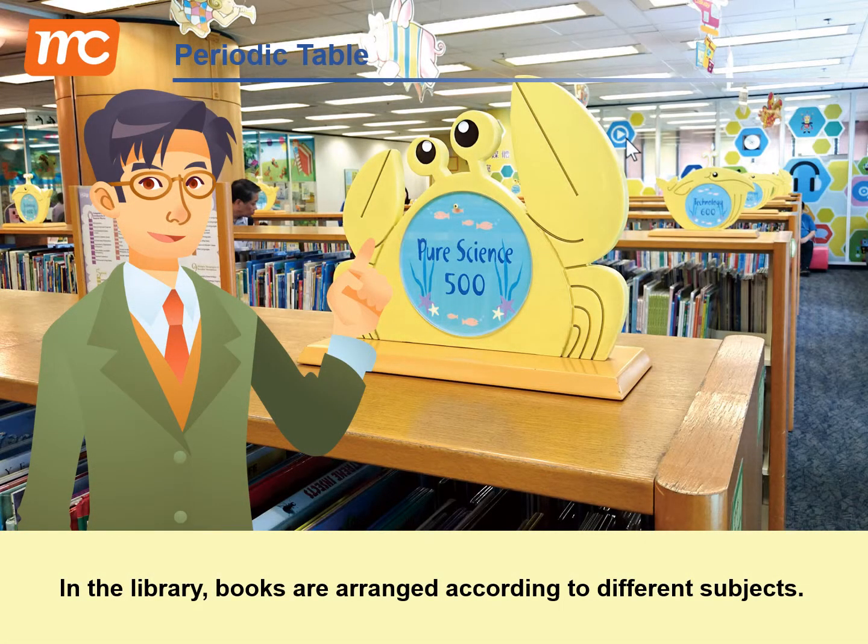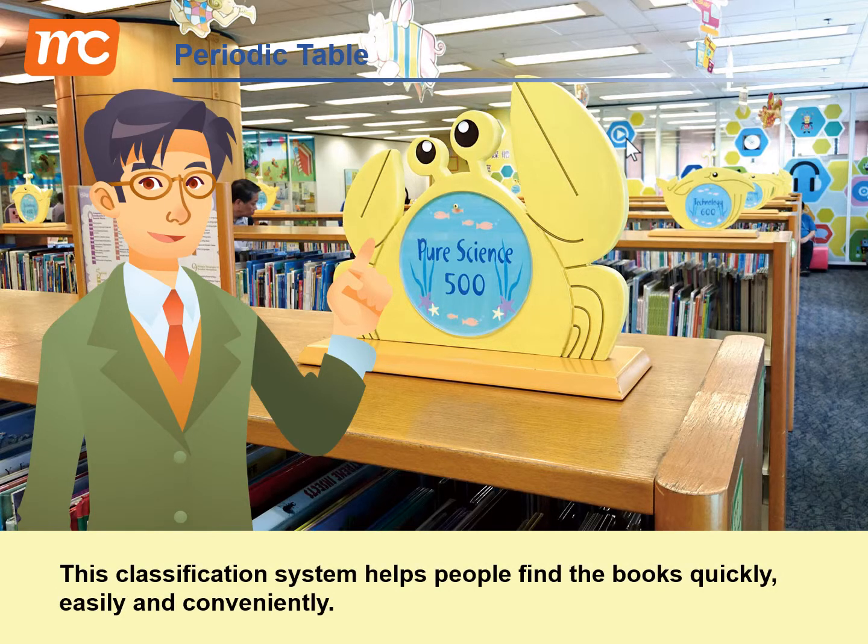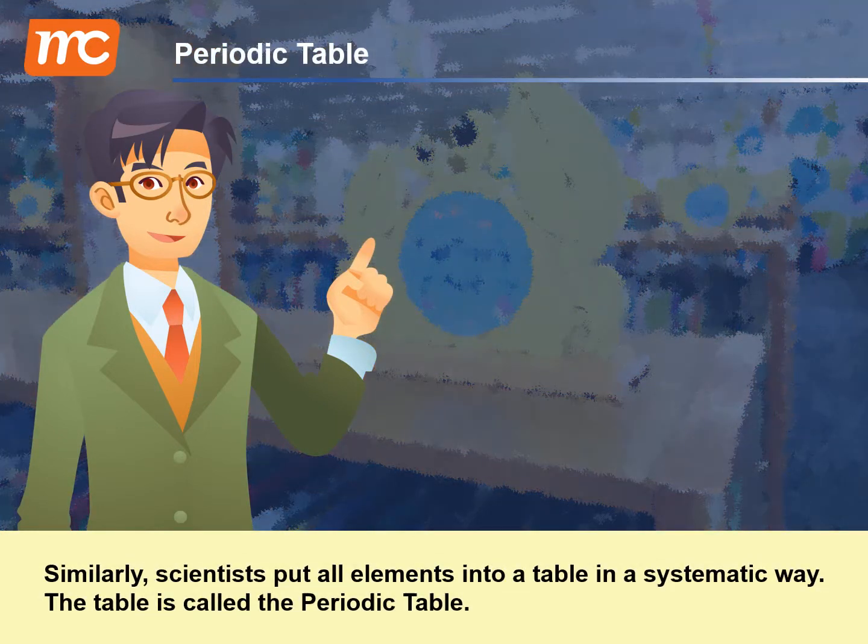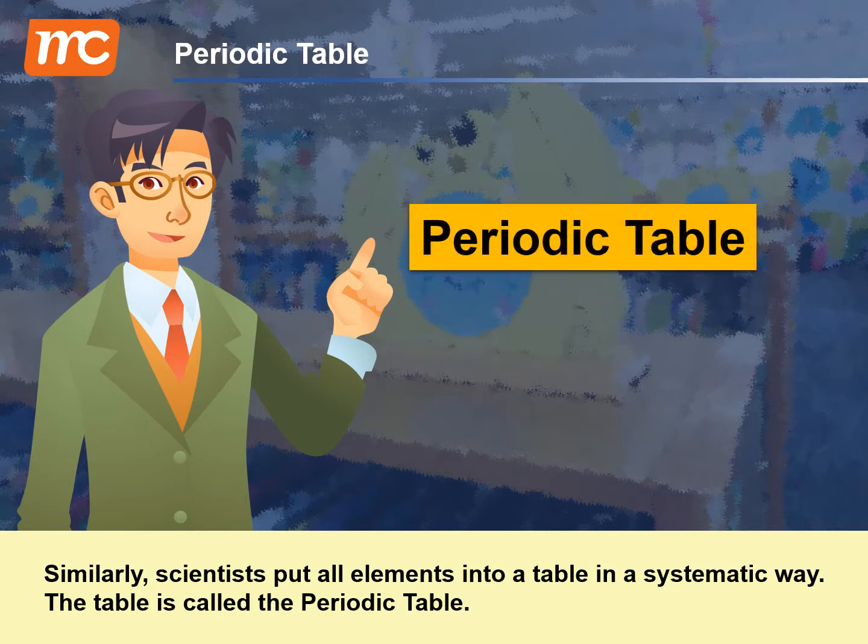In the library, books are arranged according to different subjects. This classification system helps people find the books quickly, easily and conveniently. Similarly, scientists put all elements into a table in a systematic way. The table is called the periodic table.